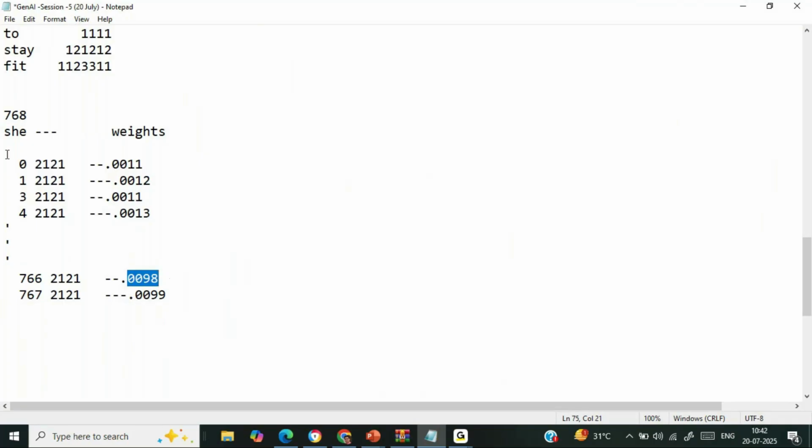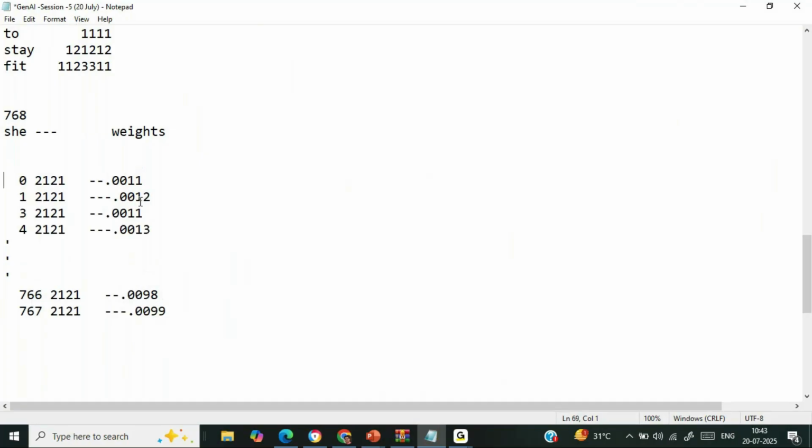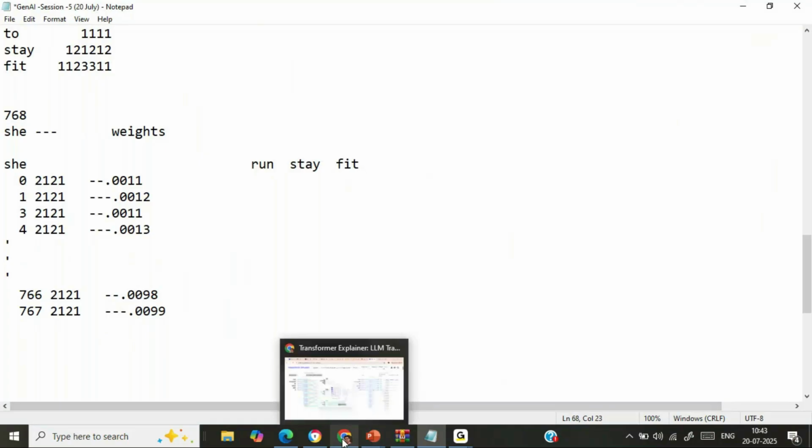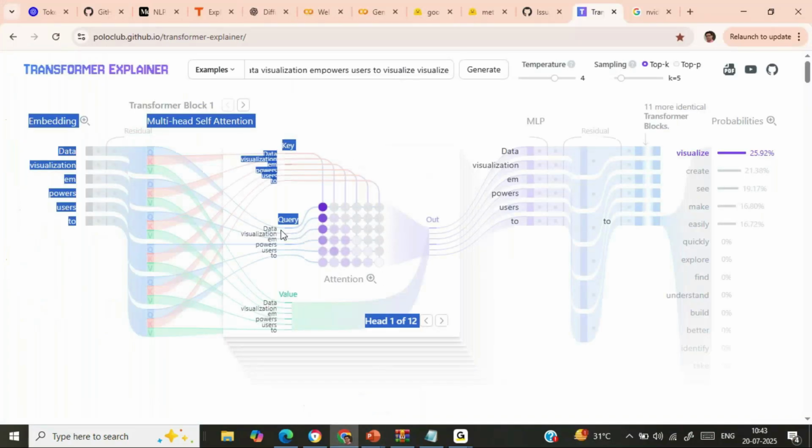You can think of it in this particular way. This is 'she', for 'she' this is the token, and say 'run'. In a similar fashion, 'run' is there. 'Stay', 'fit', you can think in this way. The data. So data is there. Data will have certain weights with respect to the visualization, empower user to, right?